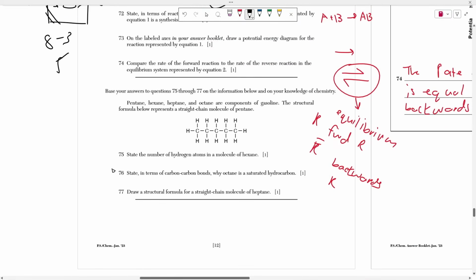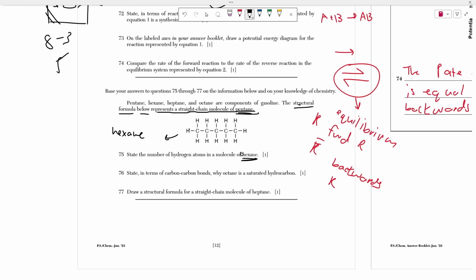Right, so number 75 asks us to state the number of hydrogen atoms in a molecule of hexane. I know that I haven't really been reading these blurbs here because I don't think you guys need to read them, but this is a case where some students might get tripped up. If we read this, it says that pentane, heptane, hexane, and octane are components of gasoline. The structural formula below represents a single straight chain molecule of pentane. So what a lot of students would do here was just assume that this is a molecule of hexane, and they would count the hydrogens: 1, 2, 3, 4, 5, 6, 7, 8, 9, 10, 11, 12. I hate to break it to you guys, the answer is not 12 because this is a molecule of pentane.